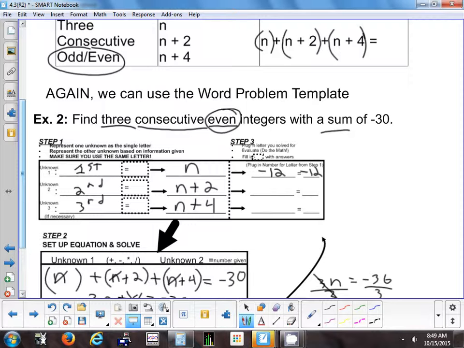Okay, what did we fill in for n? Negative 12 plus 2, Kevin? Then no, it would be 10. Negative 10. Negative 10. And then negative 12 plus 4. Negative 8. And those are my 3 answers. First number is negative 12. Second one is negative 10. Third one is negative 8.